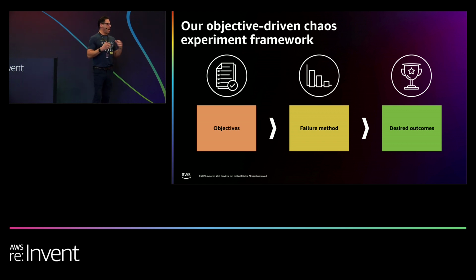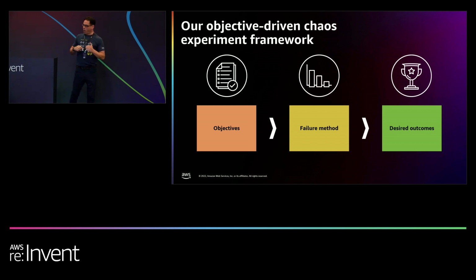And desired outcomes. Because you are being very specific about what fault you're injecting, you should have a strong understanding of what success looks like. You should know what metrics teams should be looking at. You should know how a team observes this failure, and what alert they should be receiving.